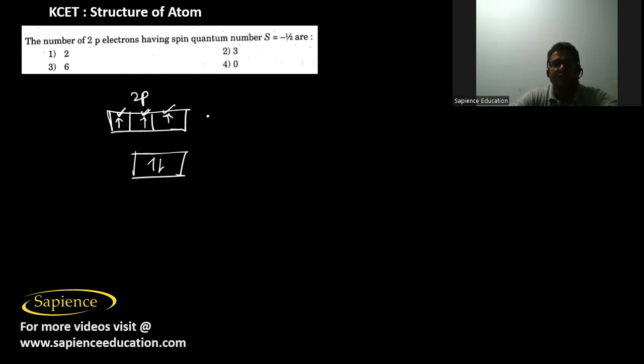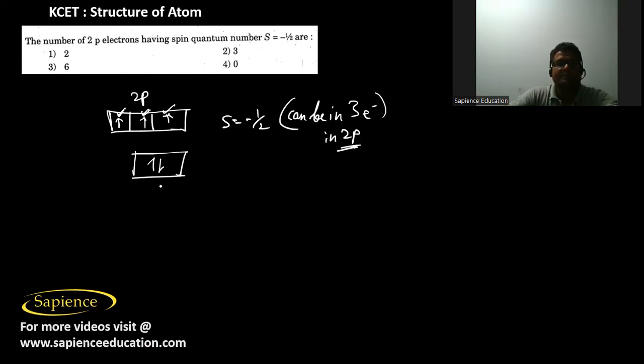Since two electrons in an atom can never have the same set of four quantum numbers. So s equal to minus half can be in 3 electrons in 2p subshell. So option 2 is the correct answer.